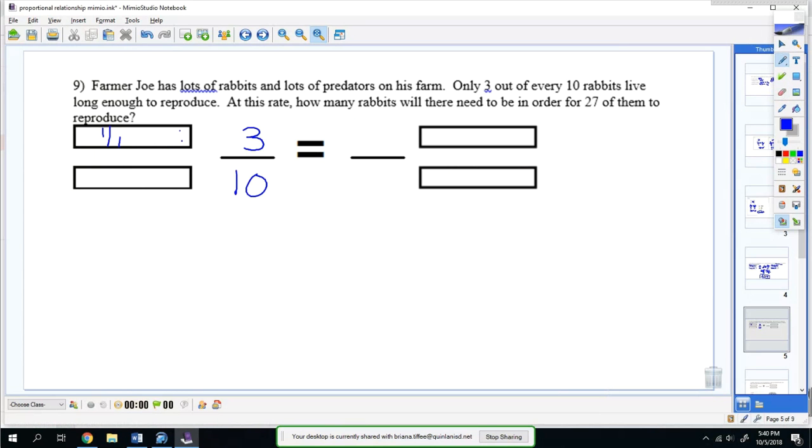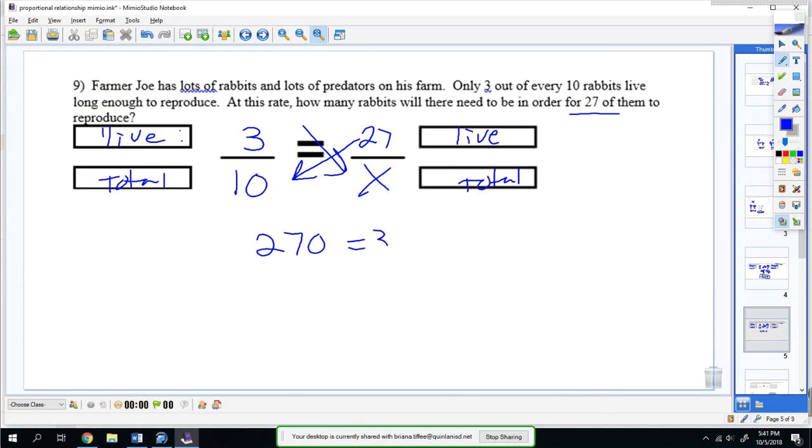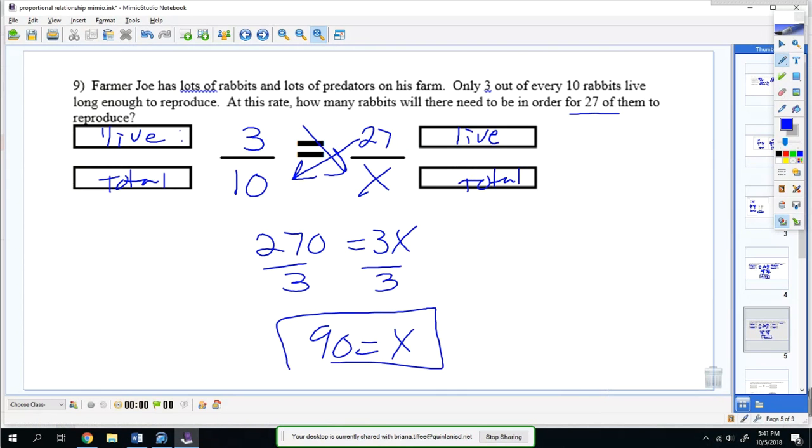I'm going to say 3 live bunnies, unfortunately, and then 10 total bunnies. So I want 27 of them to be able to reproduce or to live. So 27 will come over here, and then total will go on the bottom. And so I need to figure out how many bunnies I actually need to get. So we're going to do 27 times 10, which is 270, and 3 times x, which is 3x, divide by 3, which is 90. So I would have to get 90 total bunnies or rabbits.